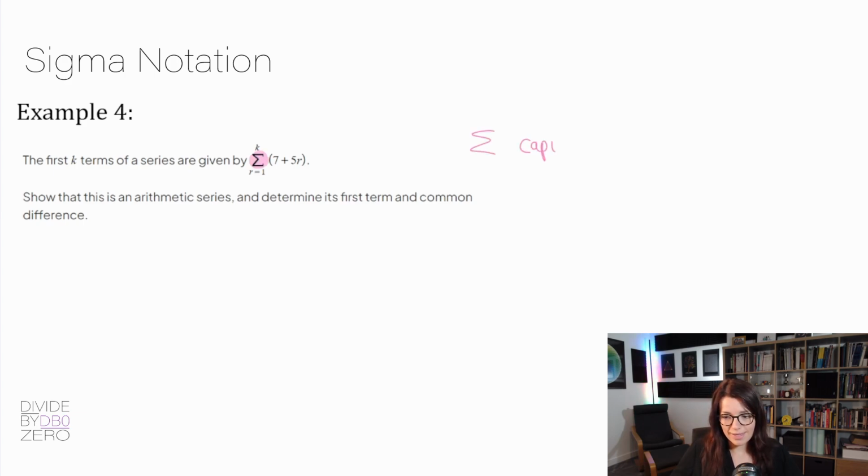This symbol here is capital sigma, and it means the sum of. So when we've got this, what that means is the sum of terms from r equals 1 to r equals k of 7 plus 5r. The question itself says show that this is an arithmetic series and determine its first term and common difference.